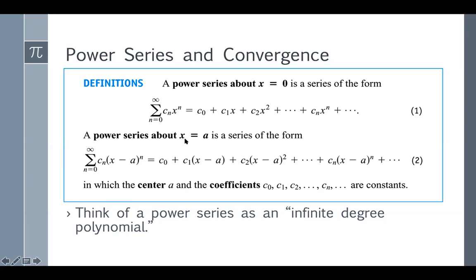And then a power series about x equals a is a series of the form sum n equals 0 to infinity of c sub n times x minus a to the n. So the same idea as what we had up here, except that all of the x's have been replaced with x minus a's. The number a is called the center of the power series, and the coefficients c sub 0, c sub 1, c sub 2, et cetera, are constants. I like to think of a power series as an infinite degree polynomial.